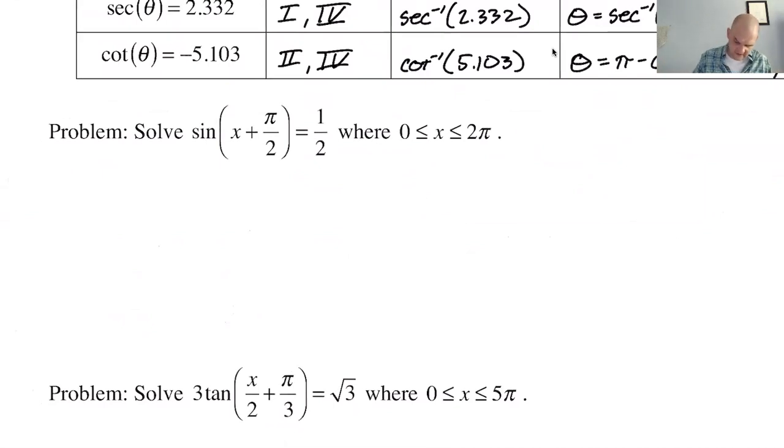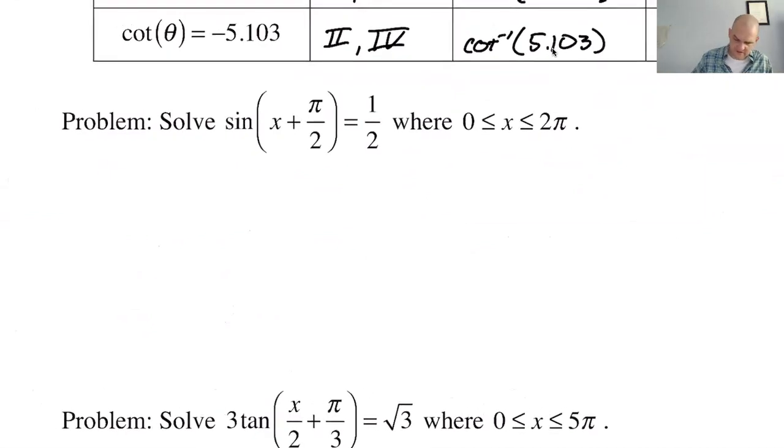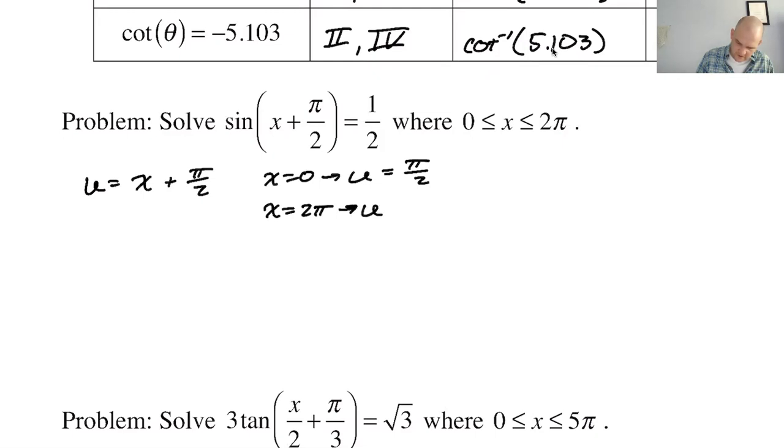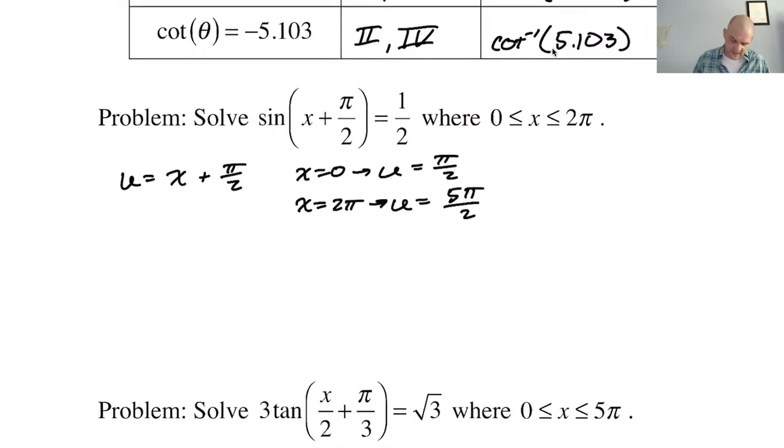So let's see how we're going to choose to do it. U-substitution. This is a classic U-substitution looking thing. So let's let u equal x plus pi over 2. If x is 0, then u is pi over 2. If x is 2 pi, then u is going to be 2 pi is 4 pi over 2, so 5 pi over 2, because I have to add pi over 2. So we got that. So the equation that we're actually going to solve is sine of u equals 1/2.